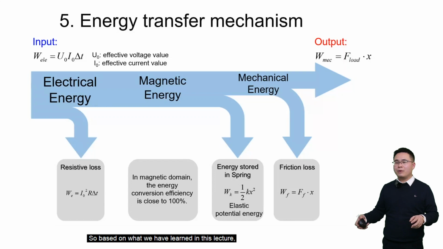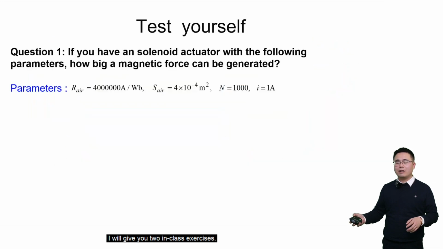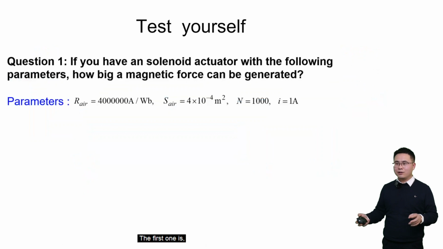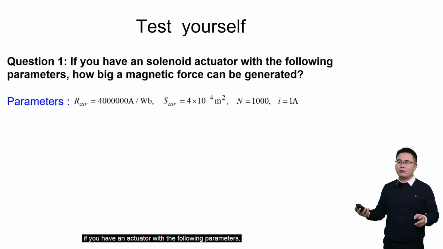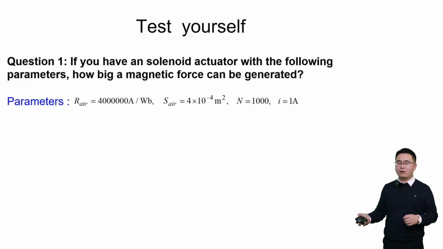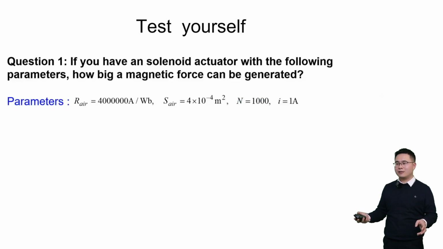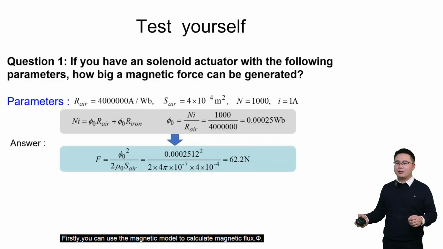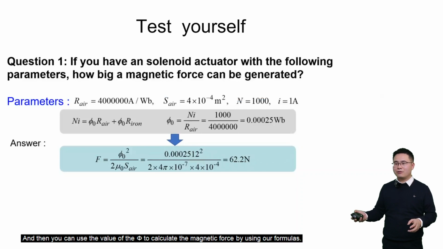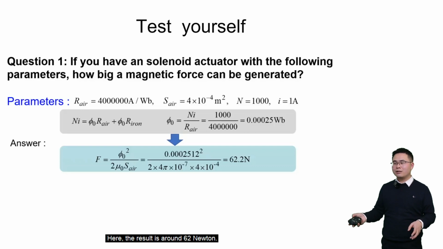So, based on what we have learned in this lecture, I will give you two in-class exercises. The first one is, if you have an actuator with the following parameters, how big a magnetic force can be generated? You can think about it. Okay, this is the answer. So, firstly, you can use the magnetic model to calculate the magnetic flux phi. And then you can use the value of phi to calculate the magnetic force by using our formulas. So here the result is around 62 Newton.